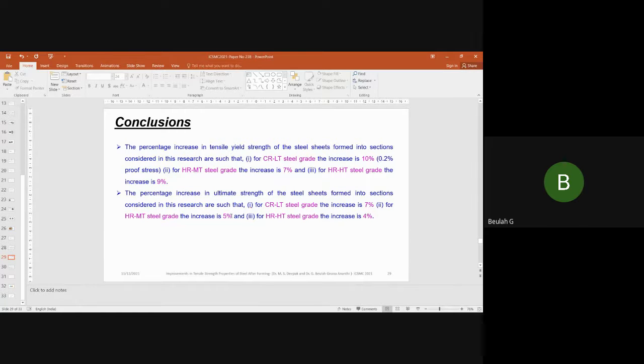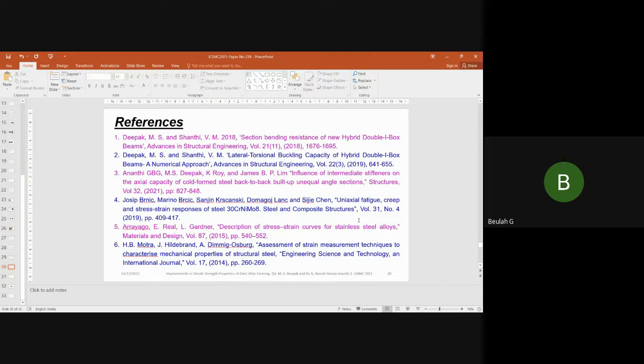So you can see the variations are 10%, 7%, and 9% increase in the longitudinal directions, and in the transverse directions it is 7, 5, and 4 for the low tensile, medium tensile, and high tensile steels respectively. And these are some of the references.